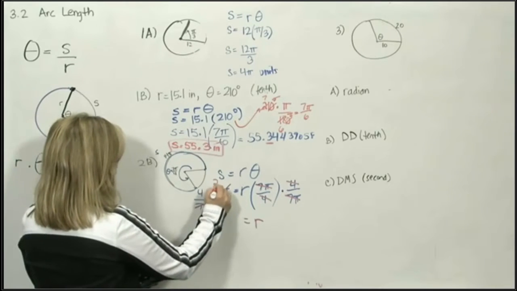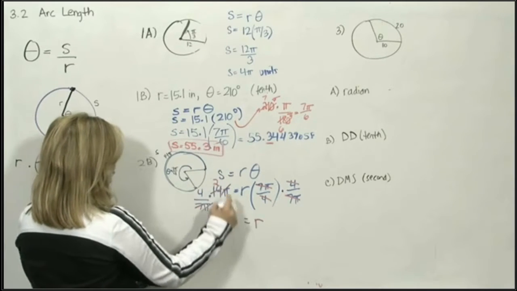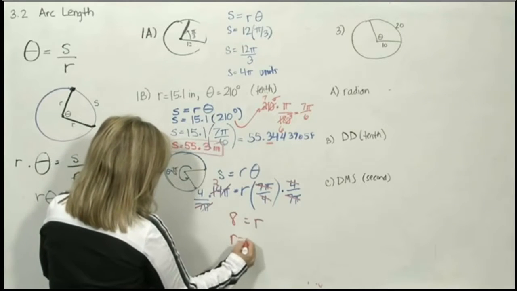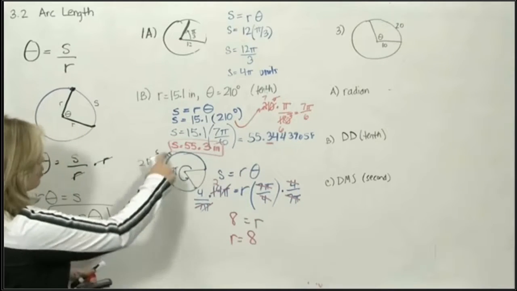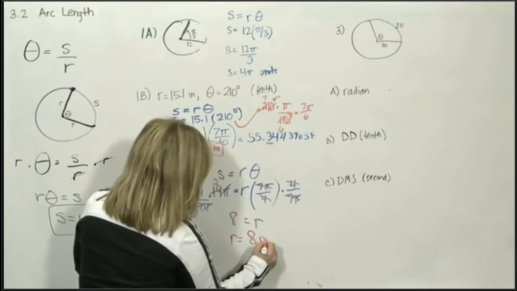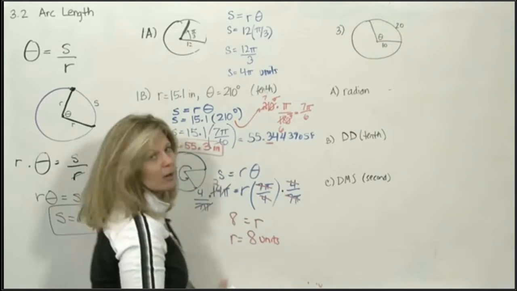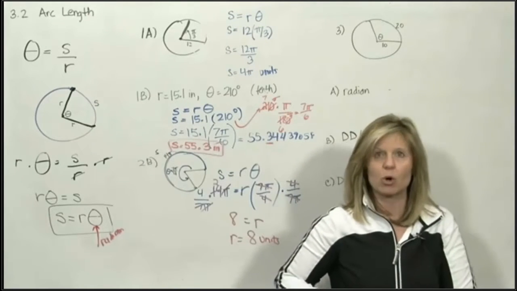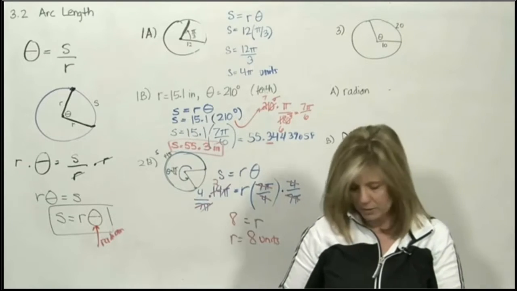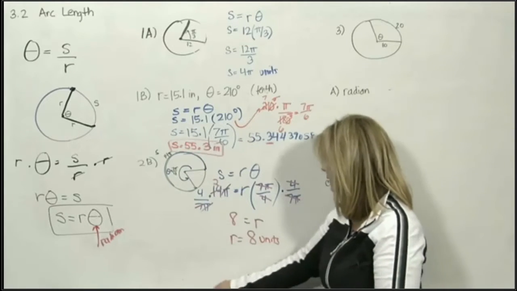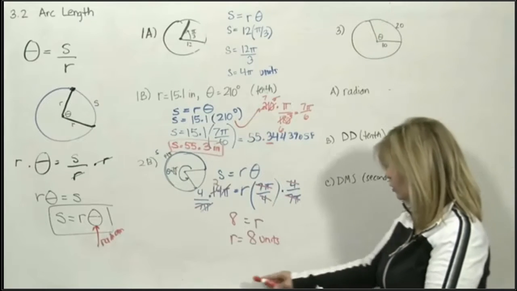7 goes into 14 twice. So that's 4 times 2, which is 8. So this radius is 8. They don't give any measurement, so we're going to write units. If they don't give an actual measurement, then just write the word units if it's a length measurement. Everybody's good?